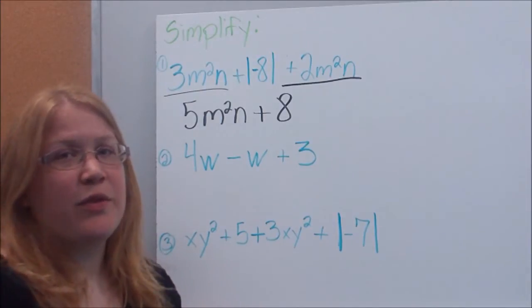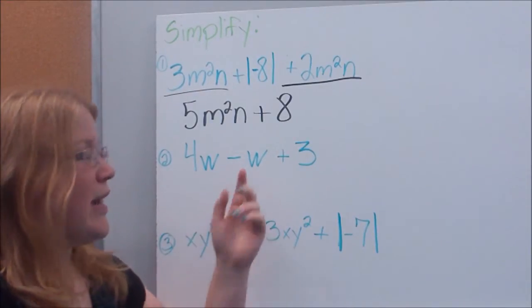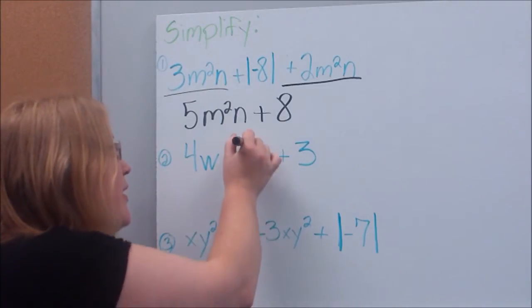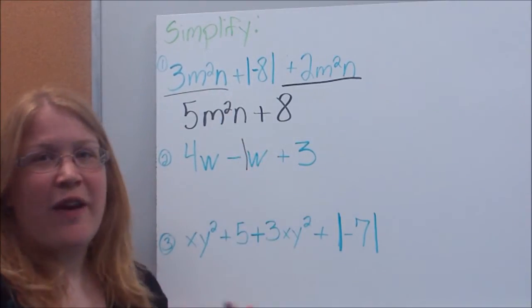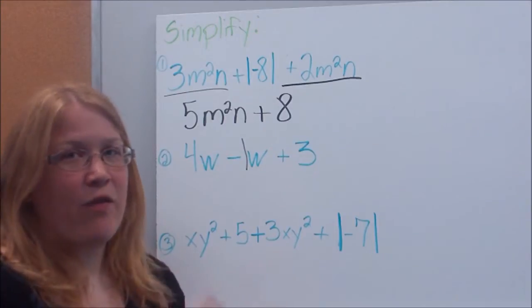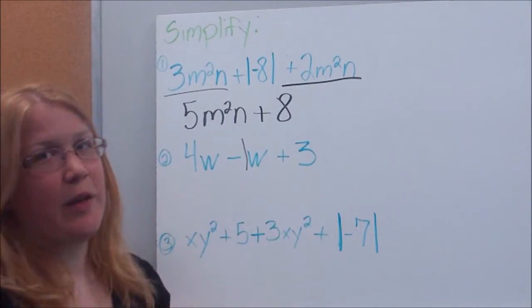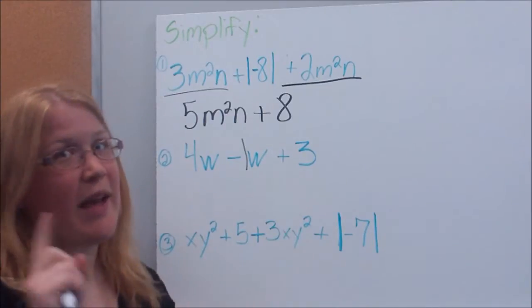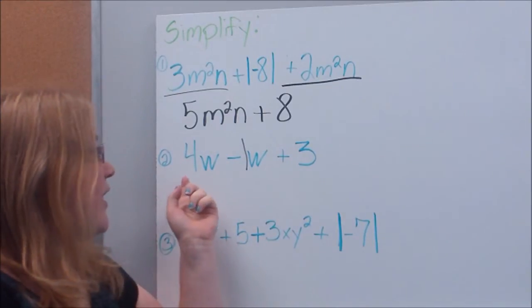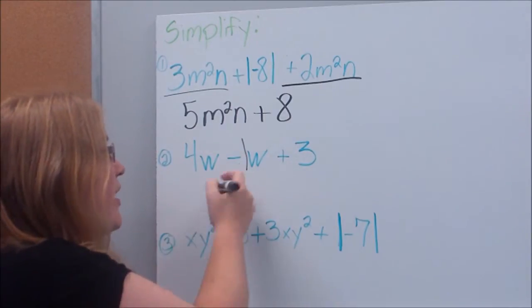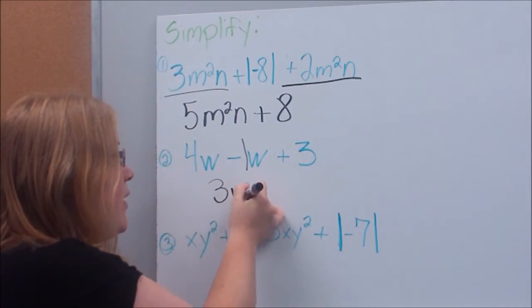This one sometimes throws kids off. I have 4w minus w. If there's no number in front of a variable, there's an implied 1. If I have an apple, it means I have 1. I don't have to say the 1, it's implied. Same thing here with our variables. If there's 1 on its own, it means I have 1. So I'm taking 4w minus 1w, which leaves me with 3w.